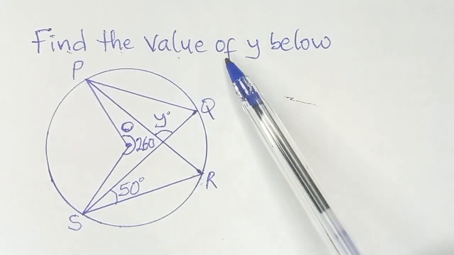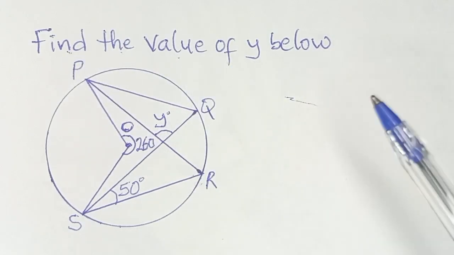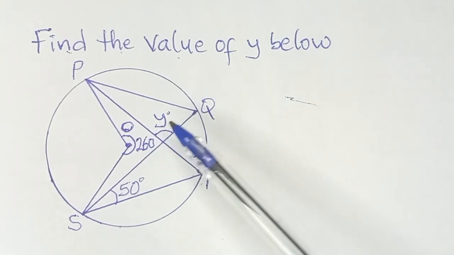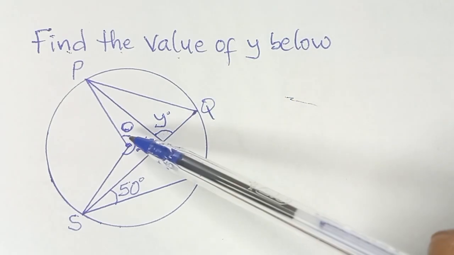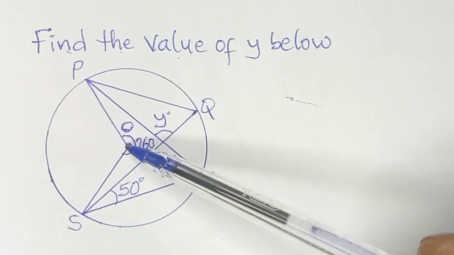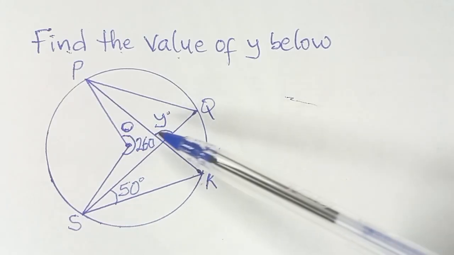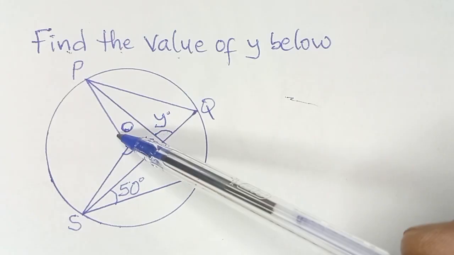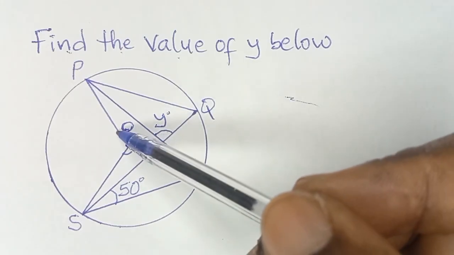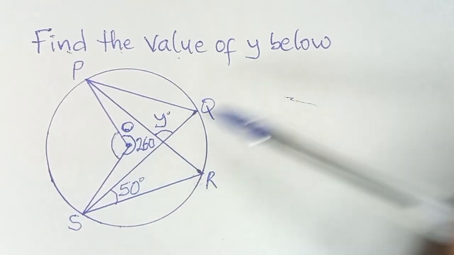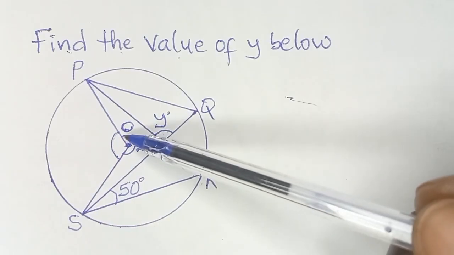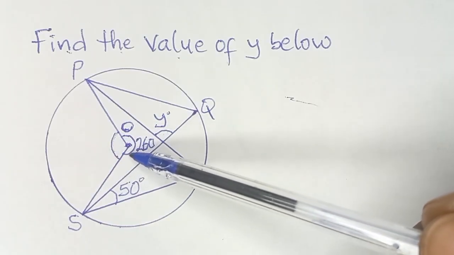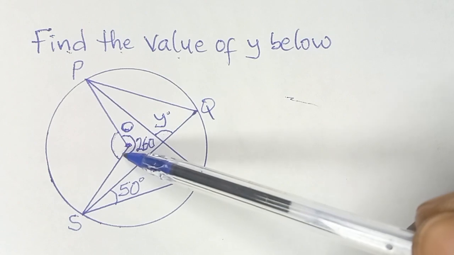Find the value of y below. Now we have to find this angle, but I would like us to first of all look at this point. This point is the center of the circle. And then from here, we can get this remaining angle, because the sum of angles at a point is 360. So when you have a point like this, the sum of angles around that point is 360.